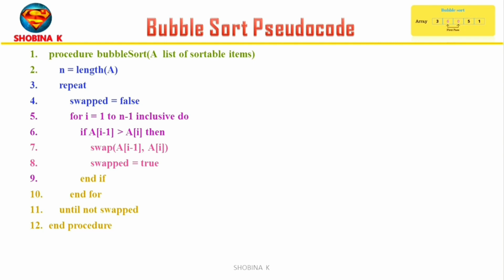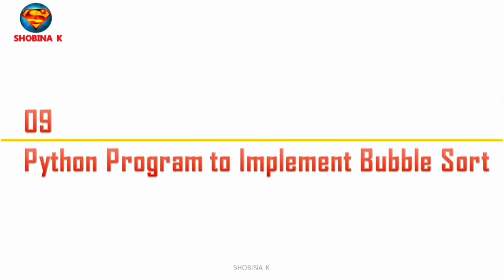And this line ends the for loop. And in this line we check if the swapped variable is false. If it is, then the loop will stop iterating. The end procedure line ends the bubble sort procedure. Now let's see the Python program to implement bubble sort.